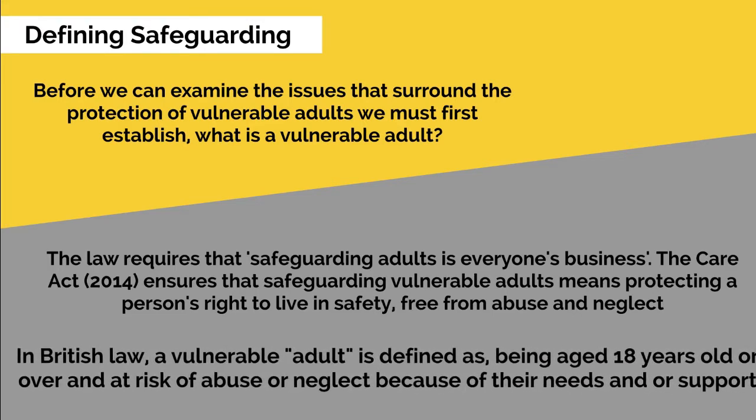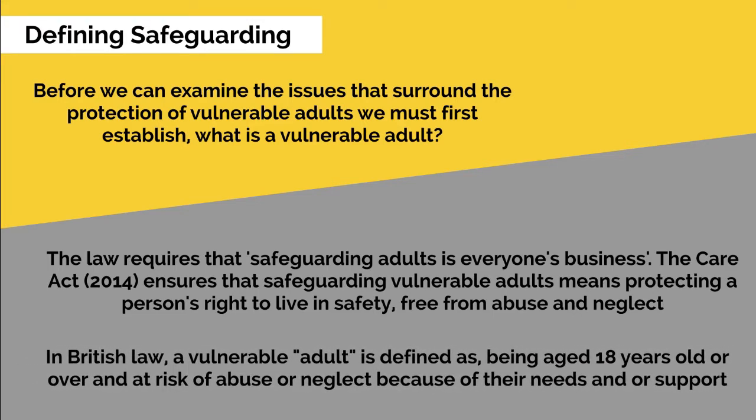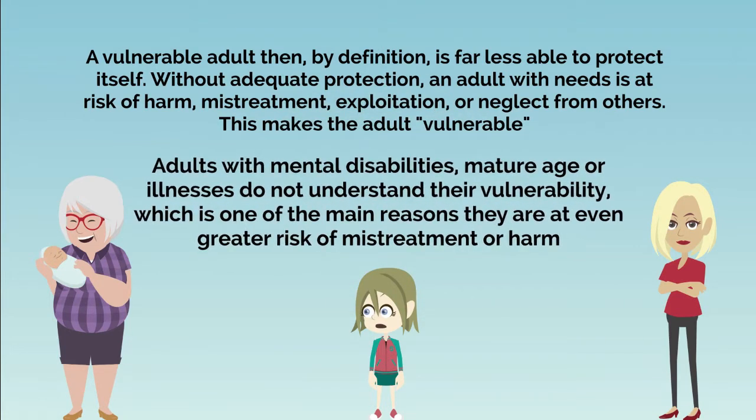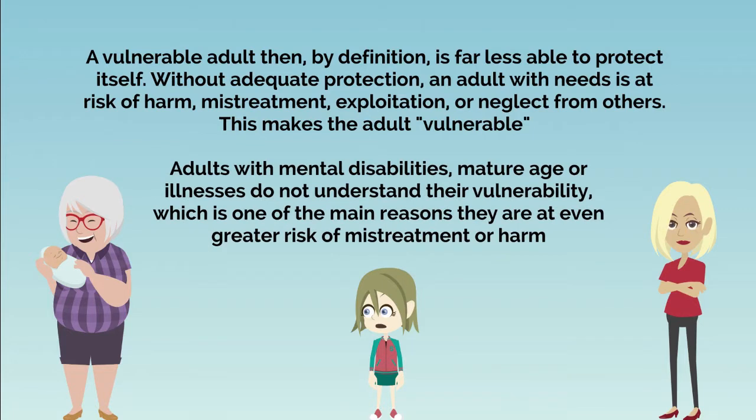abuse and neglect. In British law, a vulnerable adult is defined as being aged 18 years old or over and at risk of abuse or neglect because of their needs and/or support. A vulnerable adult, then, by definition, is far less able to protect itself. Without adequate protection, an adult with needs is at risk of harm, mistreatment, exploitation, or neglect from others. This makes the adult vulnerable.